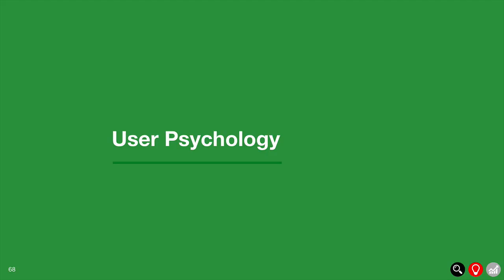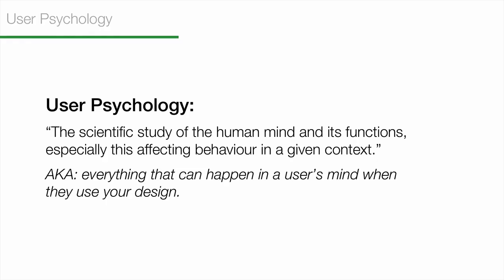The final part of this module number 2 is really all about user psychology. And I always find user psychology one of the most fascinating elements of user experience design. And just to reiterate what user psychology is, it's the scientific study of the human mind and its functions, especially this affecting behavior in a given context. So everything that can happen in a user's mind when they use your design.